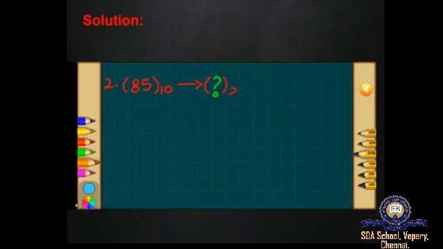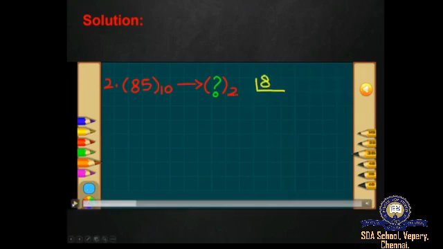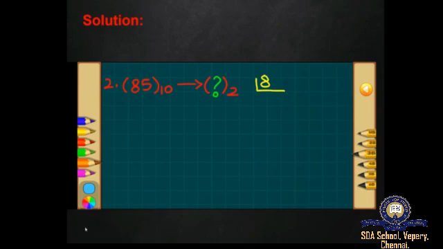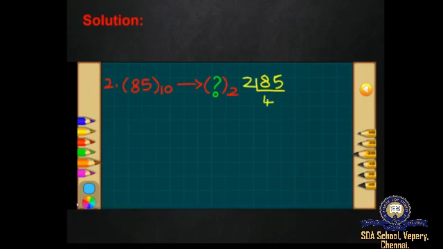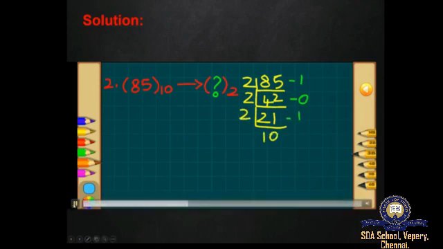First, we have to divide 85 with the divisor 2. How many times you get 85 in 2 tables? Yes, 42. 2 into 42 we get 84. So we have the remainder 1. And 2 into 21 we get 42. So our remainder will be 0.